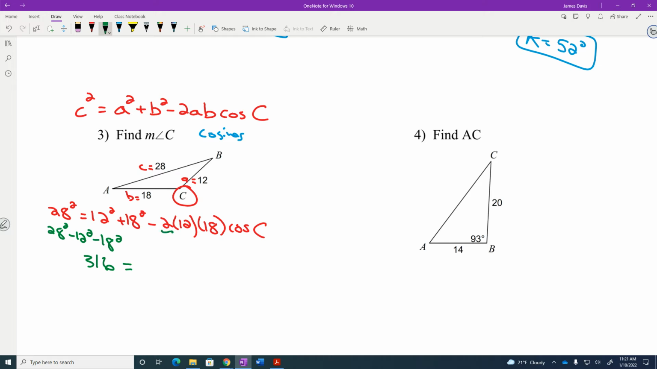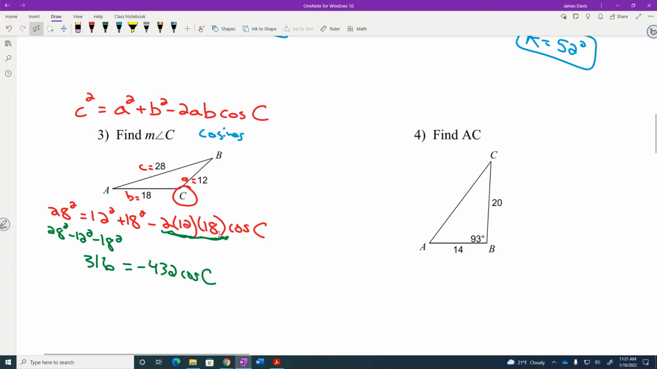And then this whole section here is all sort of a package. You can't combine these all together. This is just all one term. So we want to multiply all those there. 2 times 12 times 18. That gives negative 432 cosine of big C. So we move these two over, and then we just multiply these.